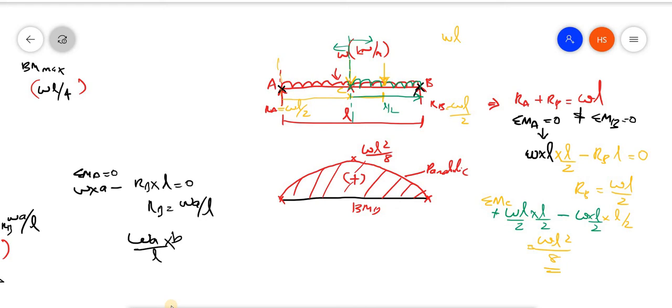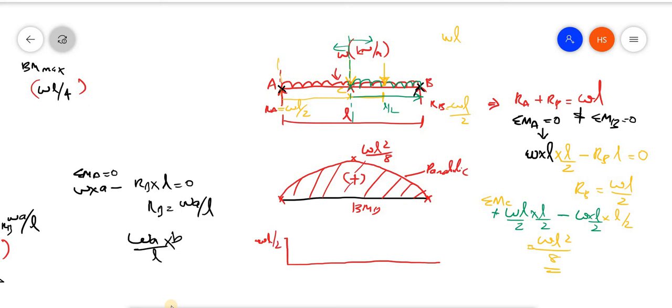One more thing I have to draw is the shear force diagram. Again I start from this end. Here RA is WL by 2. It will be moving upward, so here the value will be W into L by 2.